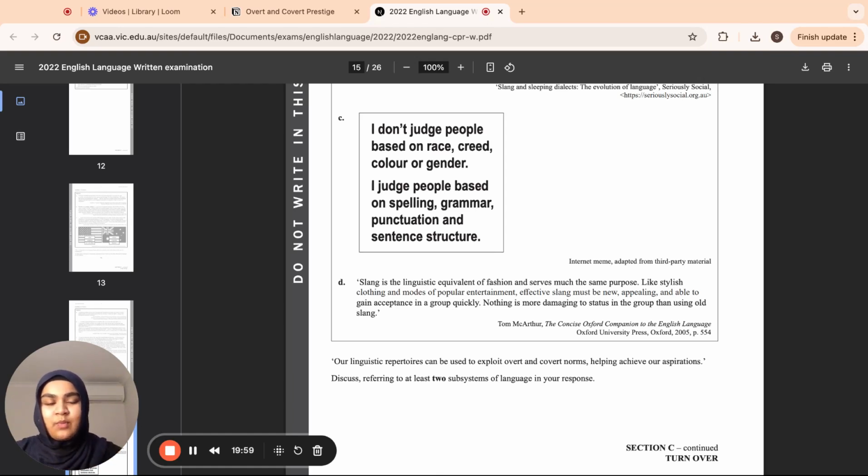Now, straight away, I'm looking here at this very last part, helping achieve our aspirations. So somewhere in my essay, I'm going to have to talk about how exploiting overt or covert norms actually helps me to signify what I'm aspiring to, what I'm aiming to convey. And then I'm looking here at this word exploit. Exploit overt and covert norms. We just talked about overt and covert norms. They are the standards by which overt and covert prestige are achieved.